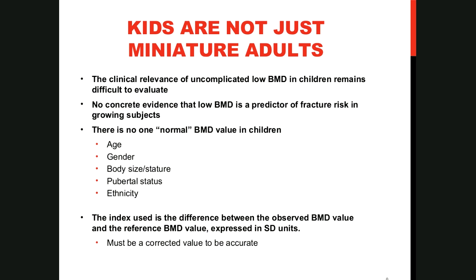So we know that children are accruing bone mass throughout childhood, and you're continuing to accrue bone mass in your early adulthood years, so you're not really reaching peak bone mass until maybe your late 20s. And so because of that, there's not really any one normal BMD value that we can rely on as a comparative factor in children. So essentially, T-scores are not very useful in the pediatric population. So age, pubertal status, gender, a child's size or stature, their ethnicity, all of these things can certainly play a role in bone mineral density norms. So the index that we use in children is different, and it's called the Z-score. And it's really important to ensure that the Z-scores you're obtaining on your DEXA measurements are corrected values in order for them to be accurate.